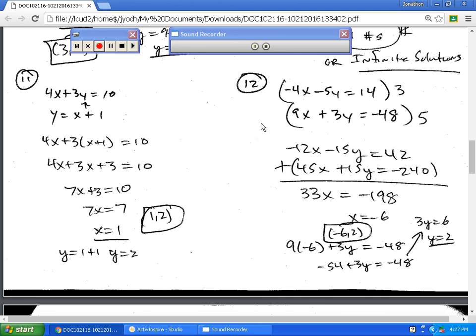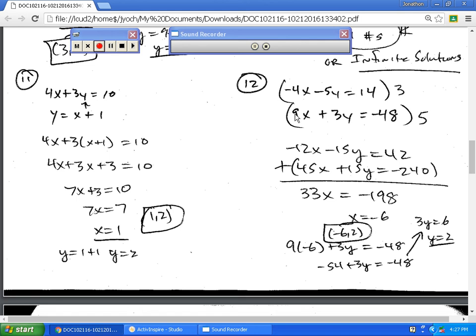Guys, 12 is the one where you're going to have to multiply both equations by a number. Maybe I want to get rid of the y's, multiply this by 3, that by 5. If I want to get rid of the x's, I can multiply this equation by 9, this one by 4. Anyway, I get opposite y's here, so I'm going to add. Opposite signs mean I add. You get 33x equals negative 198. X is a negative 6.